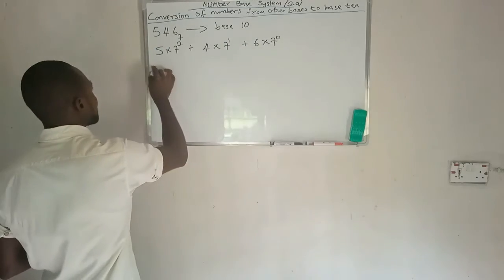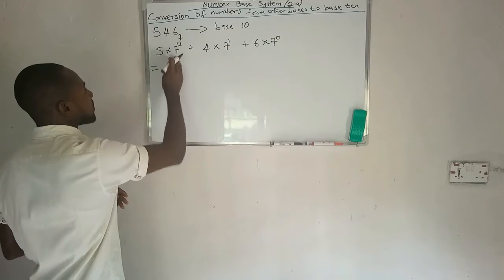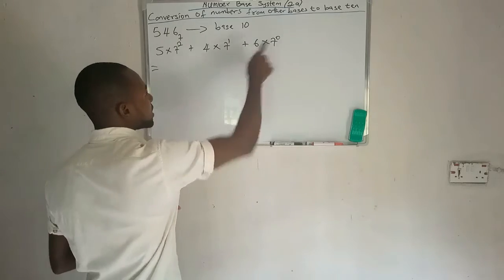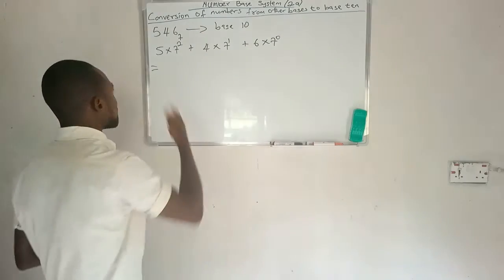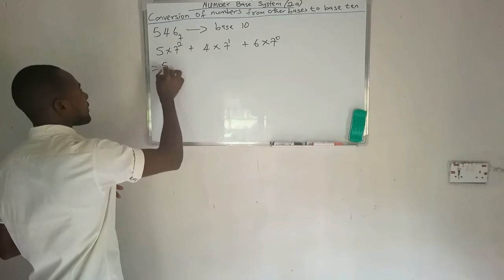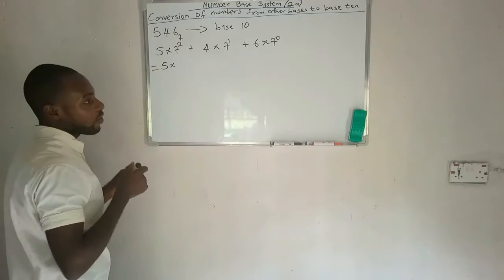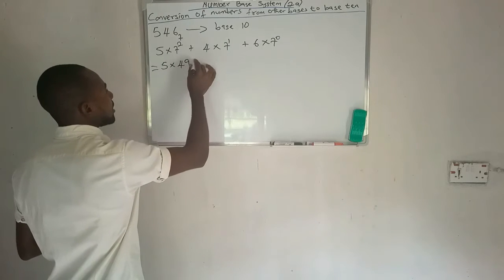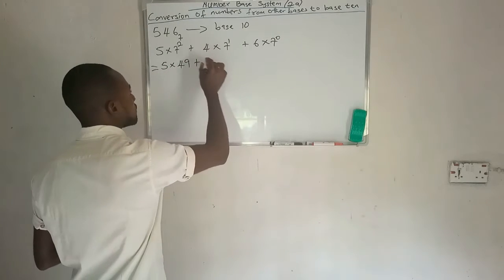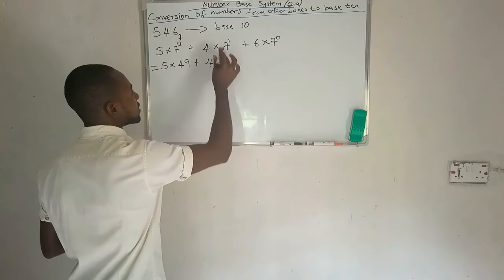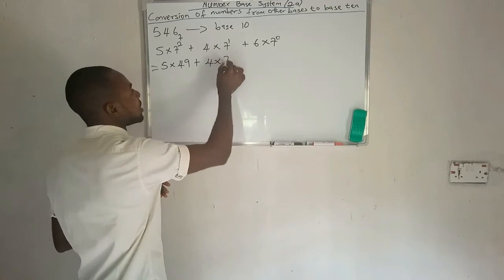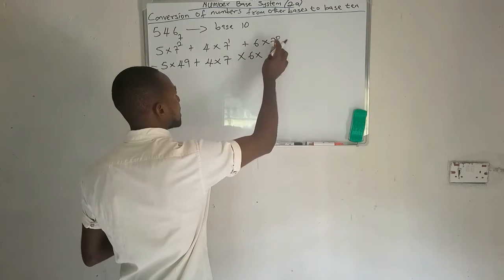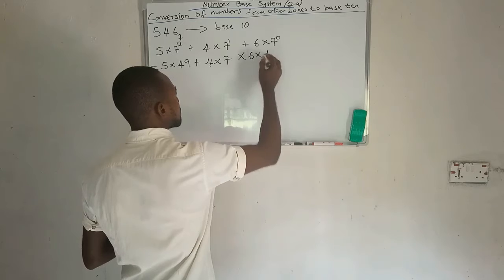So how do we simplify this? We have 5 times 7 raised to power 2, plus 4 times 7 raised to power 1, plus 6 times 7 raised to the power of 0. 7 raised to the power 2 is 7 times 7, which is 49, plus 4 times 7 raised to the power of 1, which is 7, and then 6 times 7 raised to the power of 0, and 7 raised to the power of 0 is 1.